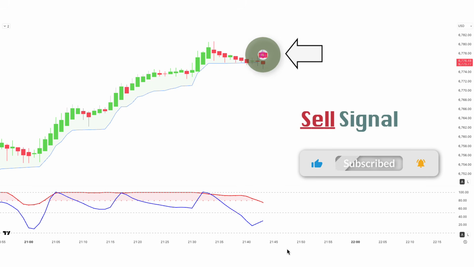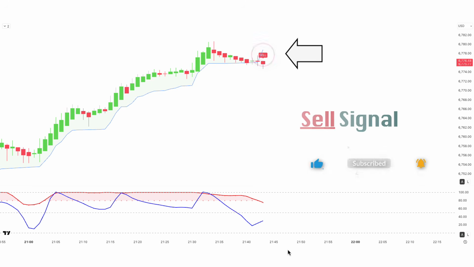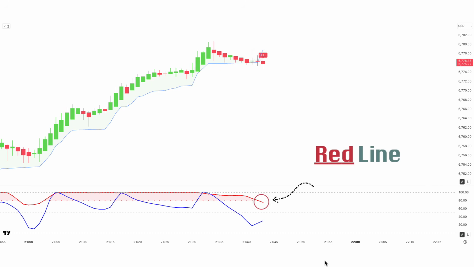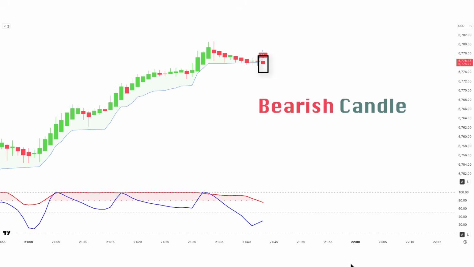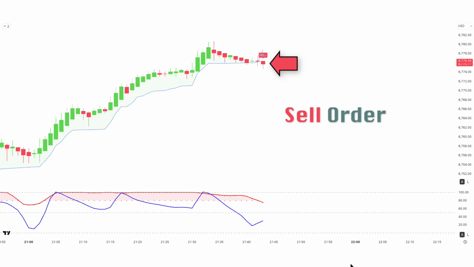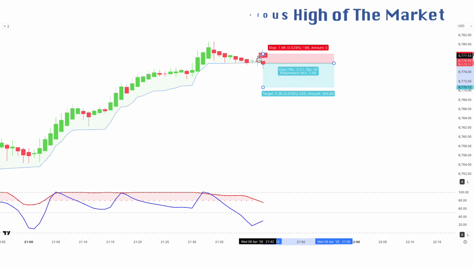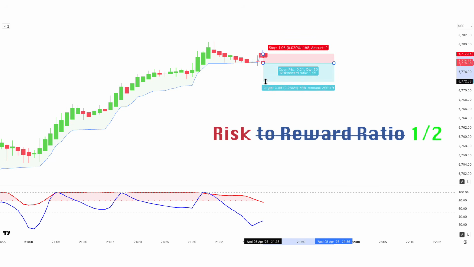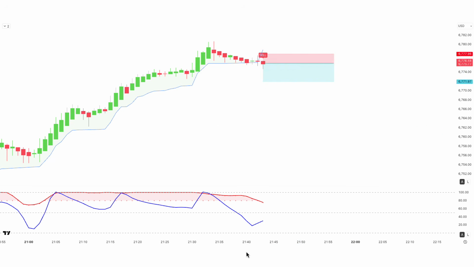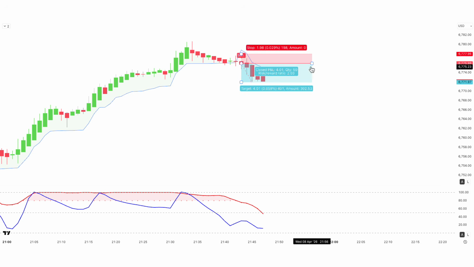When the twin range filter arrow of this indicator is a sell signal, the red line of the Vervoort smoothed oscillator should be above the blue line, and the market forms a bearish candle. If this condition is fulfilled, then we will place a sell order. Our stop loss is to be placed at the previous high of the market, and the risk to reward ratio will be 1:2. The market has completely hit the target.